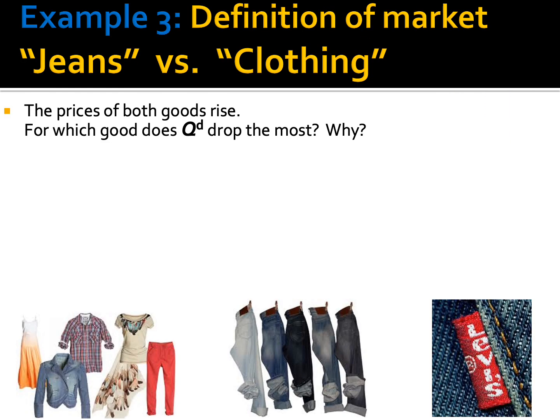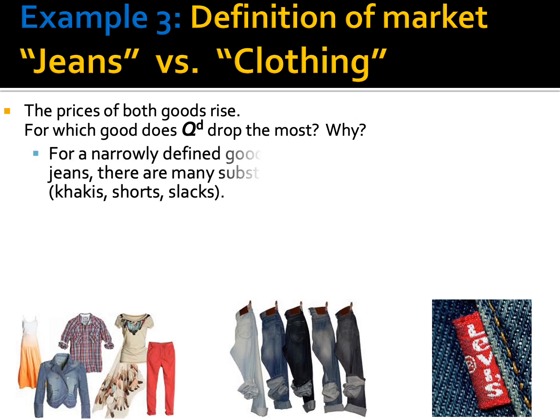Definition of the market: jeans versus clothing. So again, let's imagine where both of the prices rise for these goods. We want to think about which good does the quantity demanded drop the most. For narrowly defined markets, so very narrowly defined markets, such as jeans, there's many substitutes.